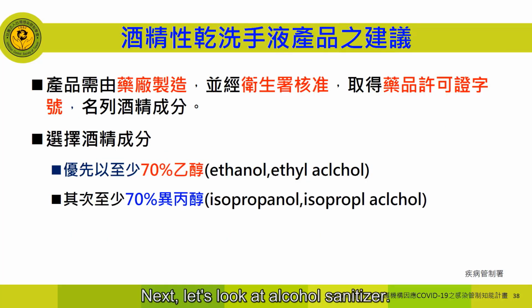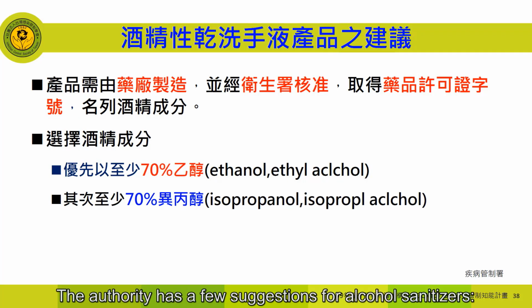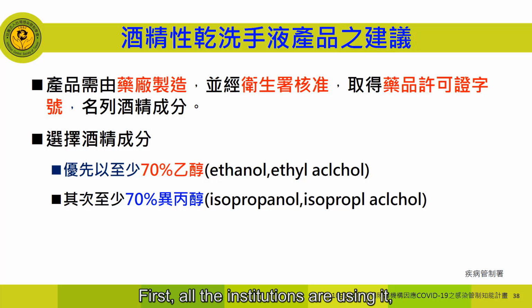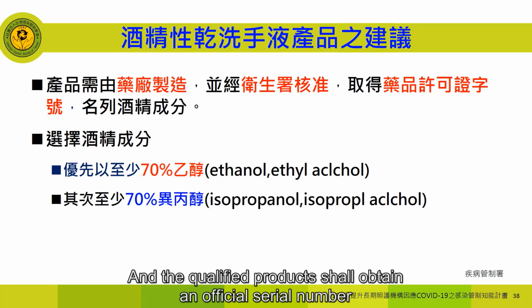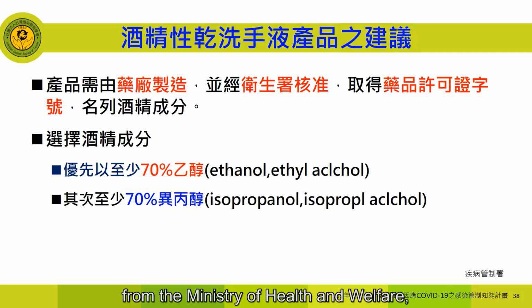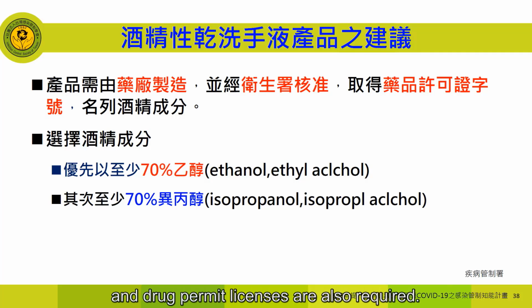Next, let's look at alcohol sanitizer. The authority has a few suggestions for alcohol sanitizers. First, all the institutions are using it. Therefore, sanitizer products must be produced by qualified pharmaceutical companies. Otherwise, the institutions cannot use the products, and the qualified products shall obtain an official serial number from the Ministry of Health and Welfare, and a drug permit license is also required.